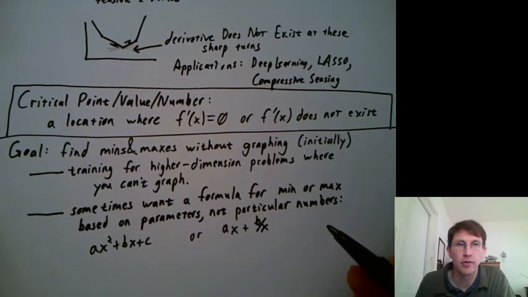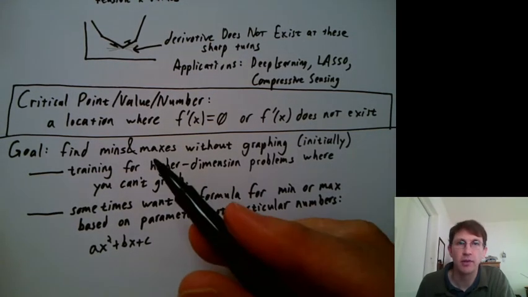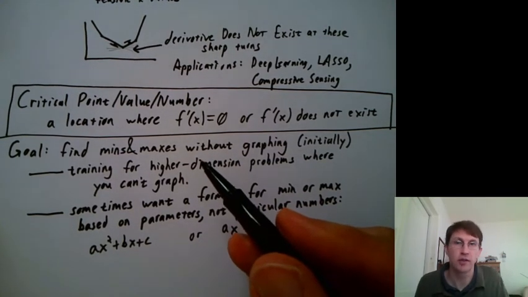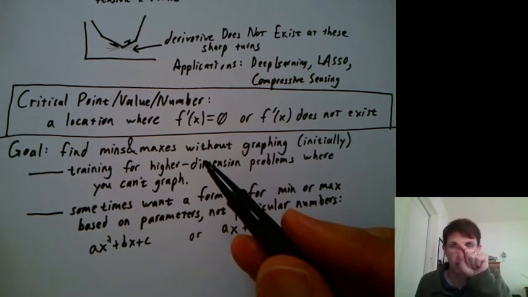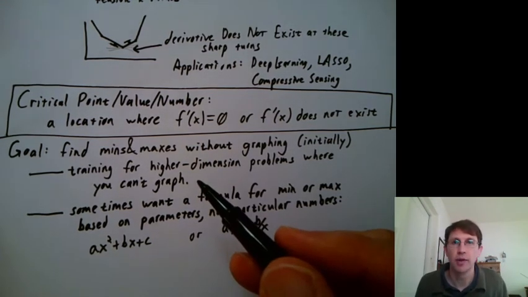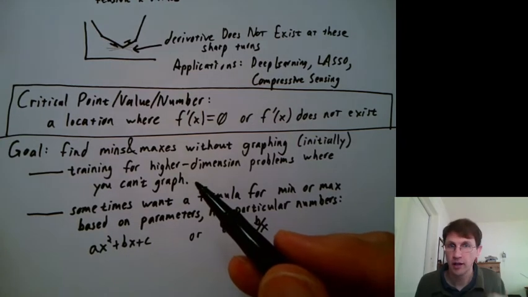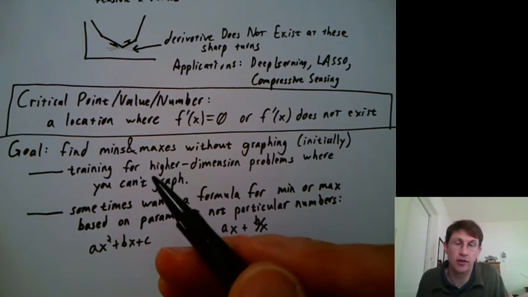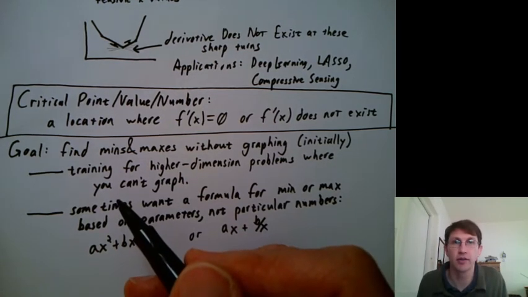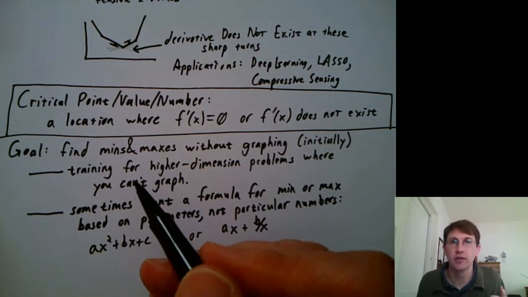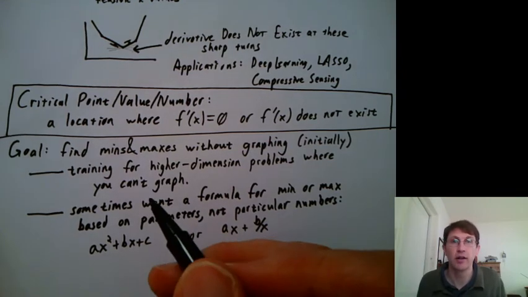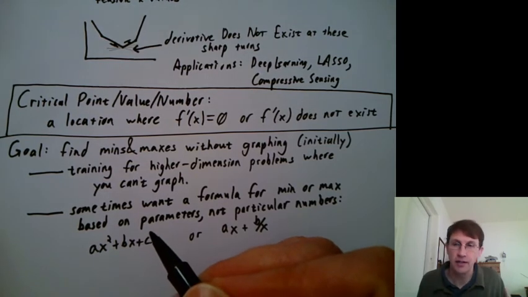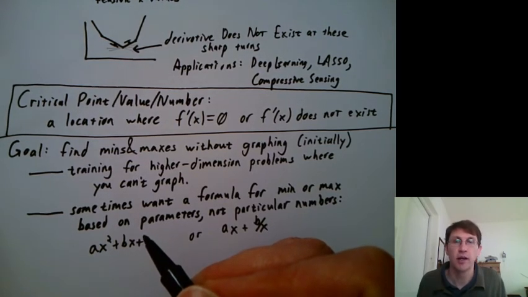So our goal in chapter 3.1 is to be able to find the mins and maxes of a function without graphing. You might say, well, someone gave me a function, I'm just going to graph it, and I'm going to say, here's a min, here's a max, here's a min. But we're doing it this way for two big reasons. One, we're training for those higher dimensional problems where you can't graph. I mean, how are you going to graph something with 800,000 variables, for example? But we can still use some of the methods we're learning here to help find mins and maxes in those higher dimensions.